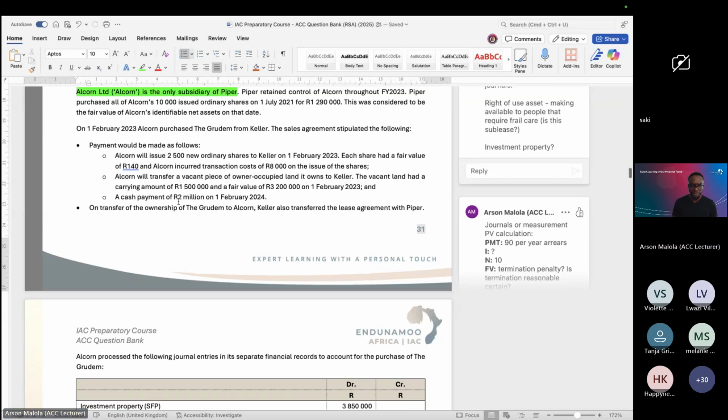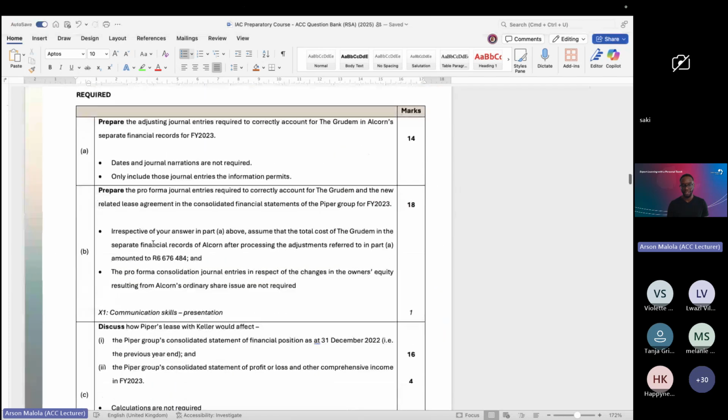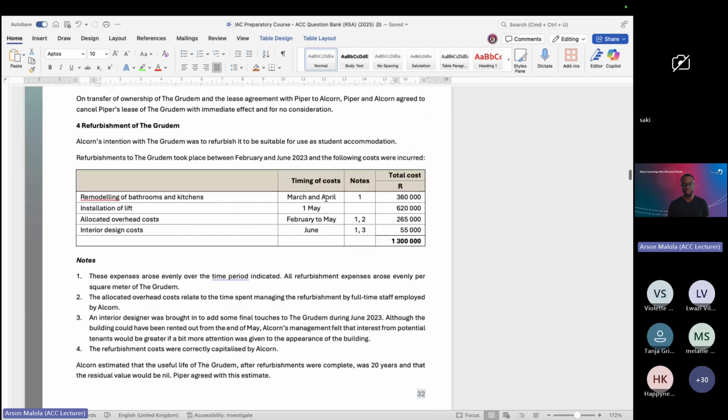Okay, so let's read the next little paragraph here. On the 1st of February 2023, back to my timeline, this now happens in the current year. I'm very intrigued because this information is going to become crucial for the accounting. If I look back, when we dealt with Alcon at the separate level, it was 2023 accounting. At the consolidated level, it was 2023 accounting for the group. So this is definitely going to be quite important.